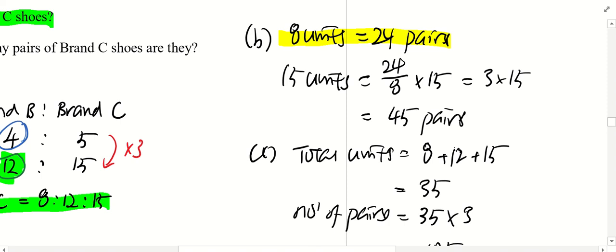All right. So I take 24 divided by 8. That gives me how many pairs of shoes per unit? You multiply by 15. Okay, that gives me 45 pairs. And we're done.